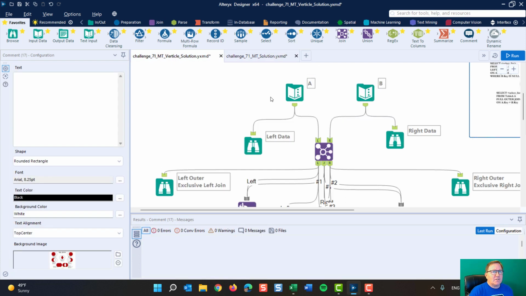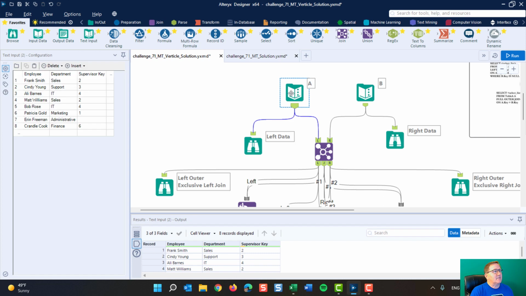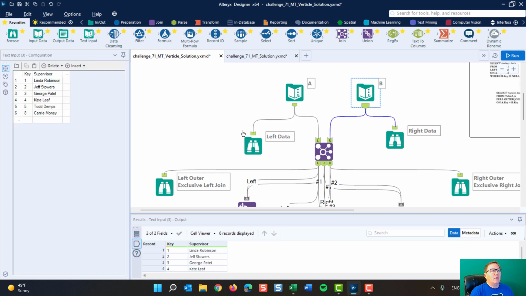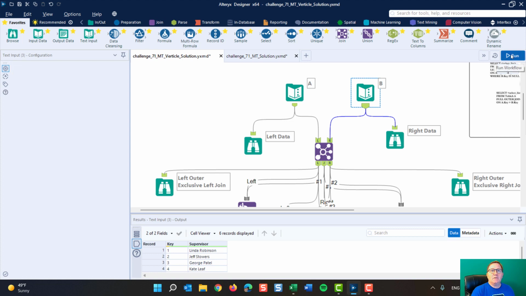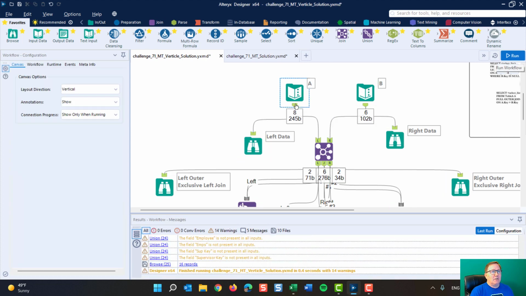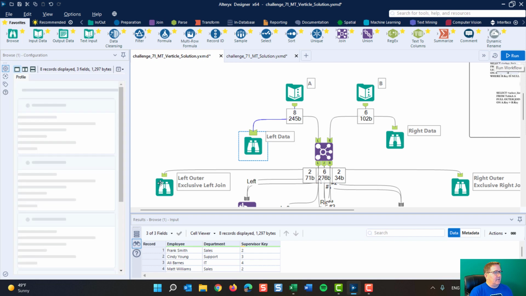Well, for today's discussion, just to help clarify, we've got a left set of data. In this case, it's the employees, and it's got a supervisor key. And on the right side, we've got the supervisor data, and there's the supervisor key. When we go ahead and run this, coming directly out of here, we see the left data.